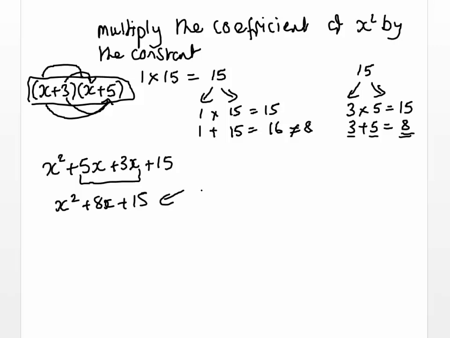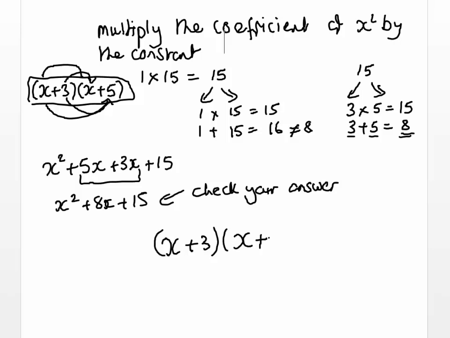This is a good way to check your answer. If I ended up with a different expression to what I started with, I know that this is the wrong answer. So just to go over it again, our final answer is x plus 3 inside brackets, x plus 5.